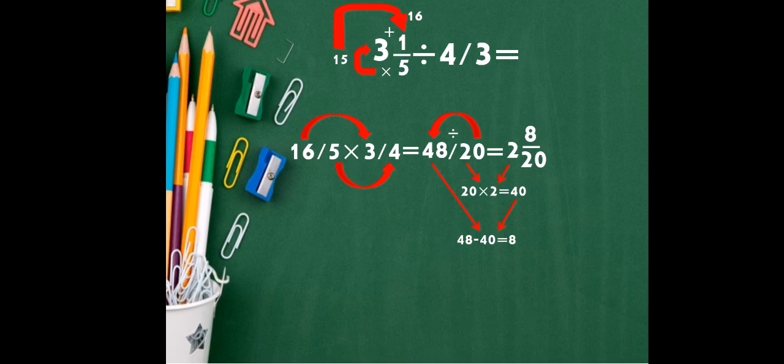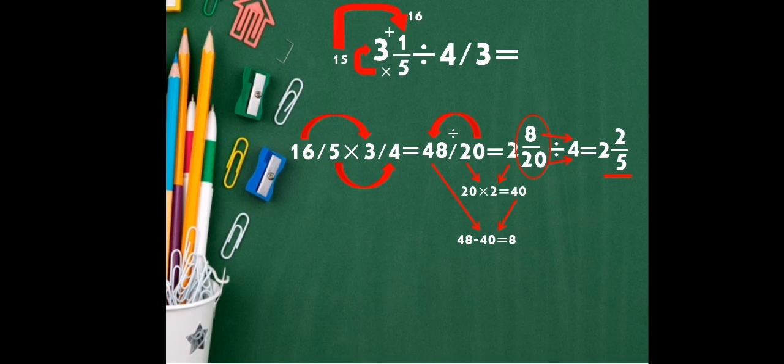So 8 over 20, they have a common factor, which is 4, and then we're going to divide them by 4. So 8 divided by 4 is equal to 2. Then 20 divided by 4 is equal to 5. So the answer here is 2 and 2/5.